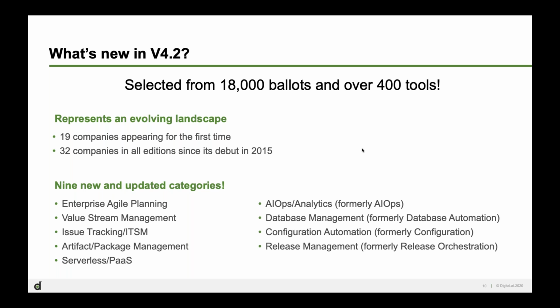And there's 9 new and updated categories since the last time. I'm not going to walk through all these right now, but some of the ones to highlight: things like enterprise agile planning, value stream management, serverless and platform as a service, AI ops. These categories basically show how the landscape of DevOps has evolved over the years, and even over the last couple of years since the last version was created. Things are always moving and things are always changing.